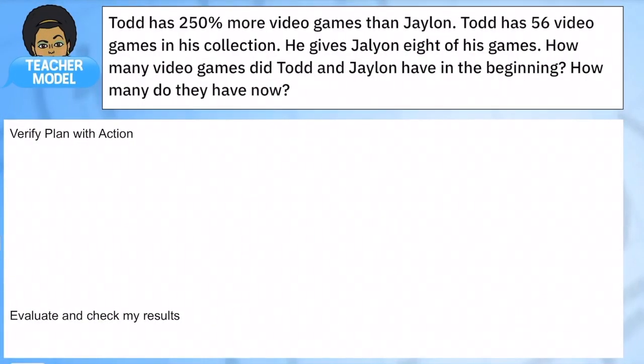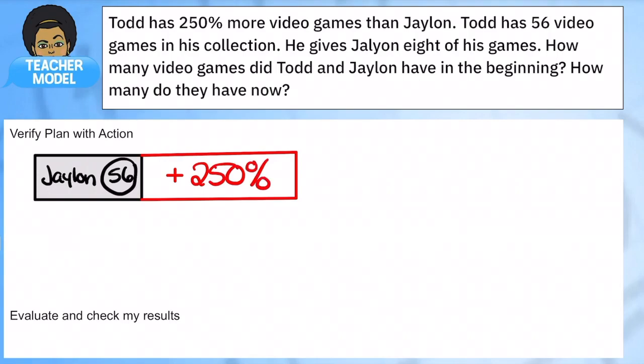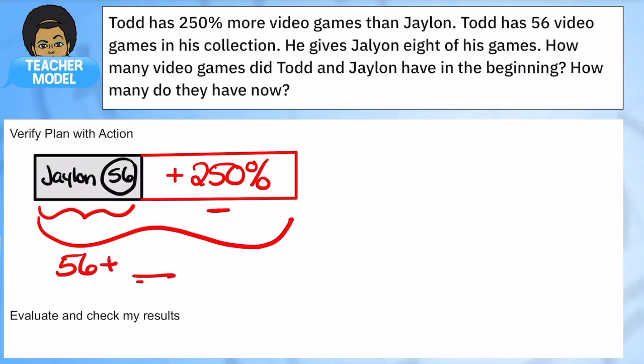So like I said, I'm going to try and just verify this for you. Just imagine this is Jalen's. Here's Jalen's games. He has 56 of them. And we know that Todd has 250% more. So whatever Jalen has, he has this, plus 250%. So we need to find out what this number is, and we're going to add it. So we're going to do 56 plus whatever that other number is. That's going to be our goal in this. All right, so let's use math.